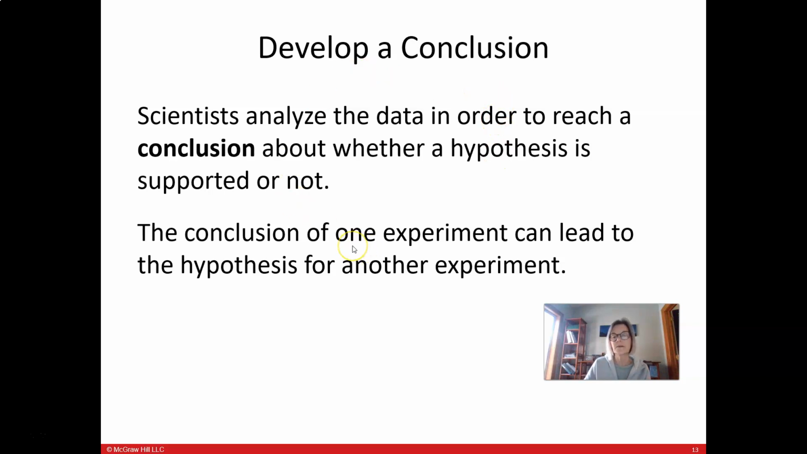And a lot of times what happens is when we make a conclusion about the experiment, then we're going to develop another hypothesis and test some other aspect. So the scientific method kind of goes in a cyclical way. The more we learn, the more we need to test, and the more details we learn about a problem.